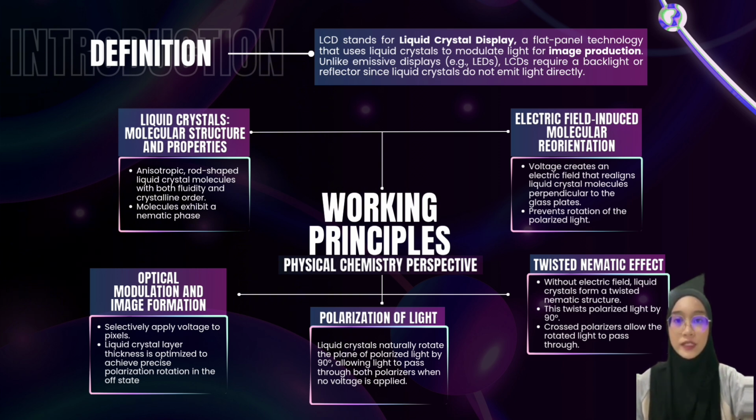And when electricity is applied, the liquid crystals straighten out and stop twisting the light. This blocks the light and the screen looks darker in that area. So by turning these pixels on and off, LCDs can show different images and videos. The thickness of the liquid crystal layer is carefully designed so it rotates the light correctly when needed.